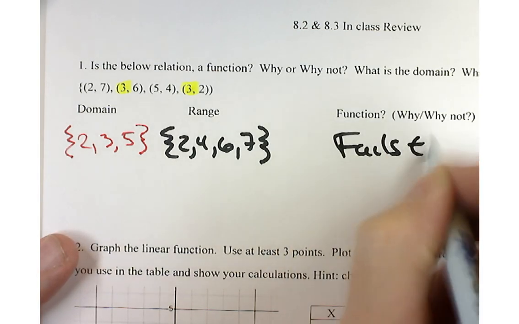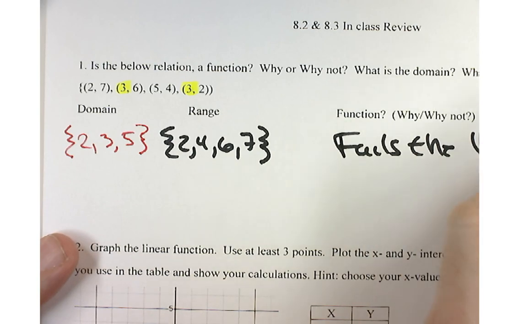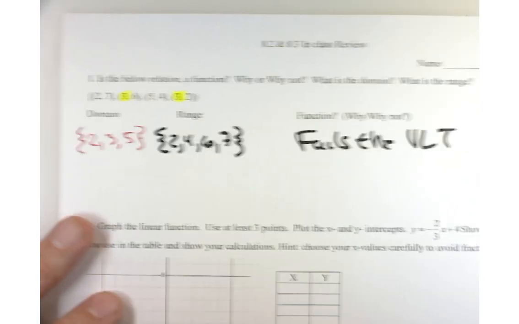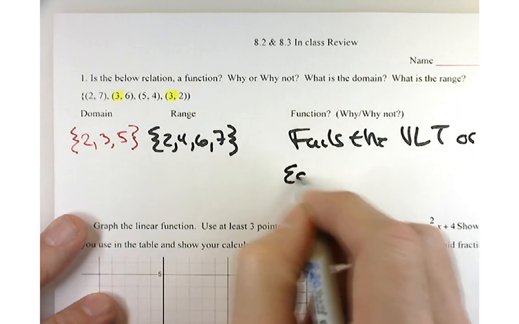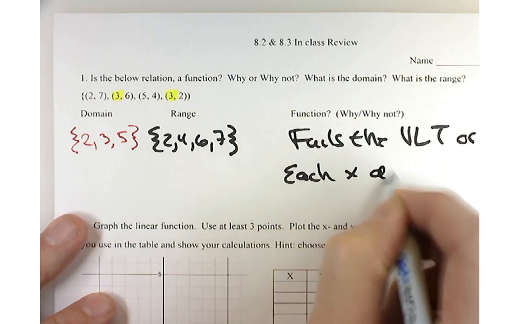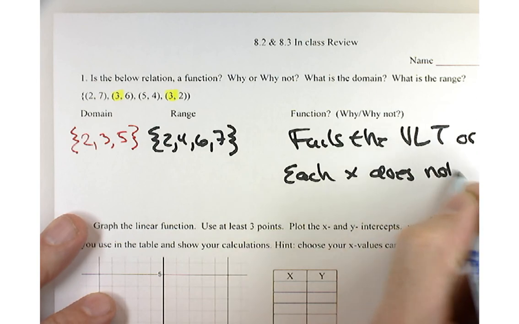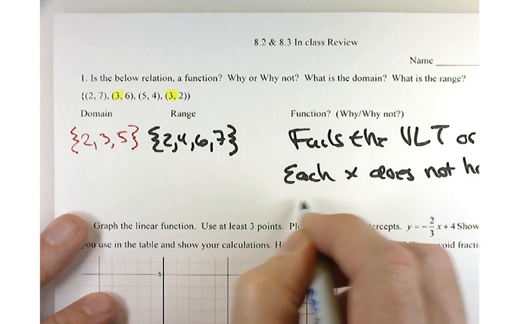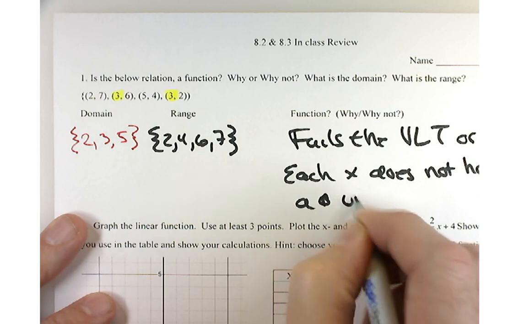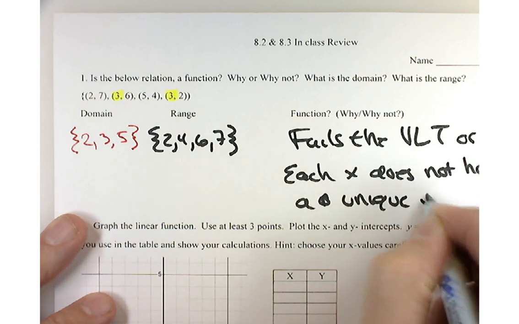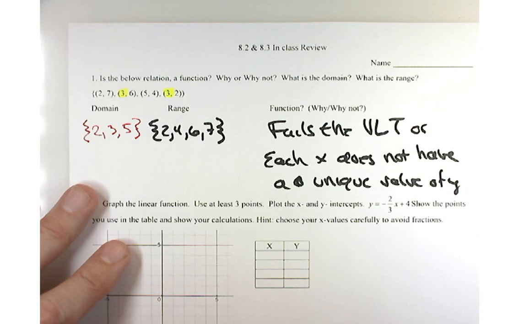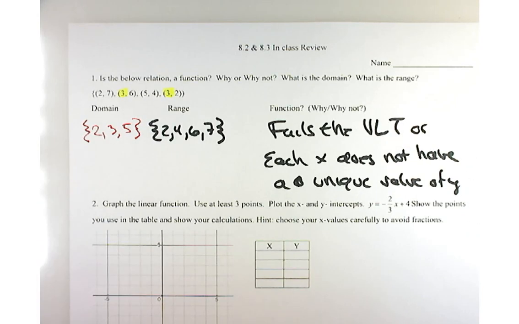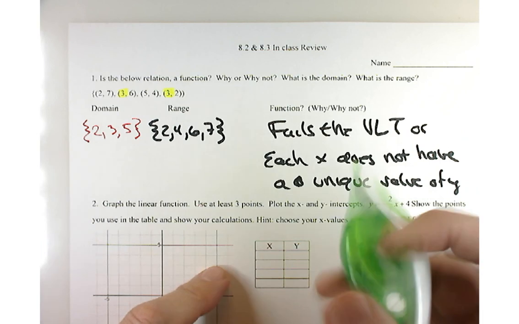So you could answer a couple ways. Fails the VLT would be one of them, or each x does not have a unique value of y. Something to that effect. Either one of those would be fine. Let's keep going down to the next one.